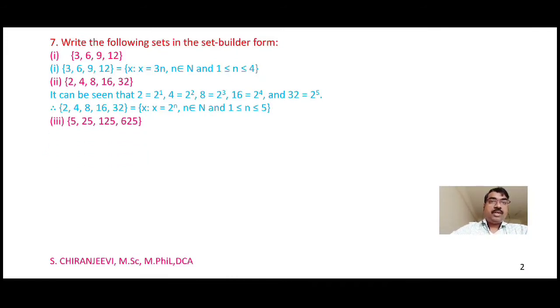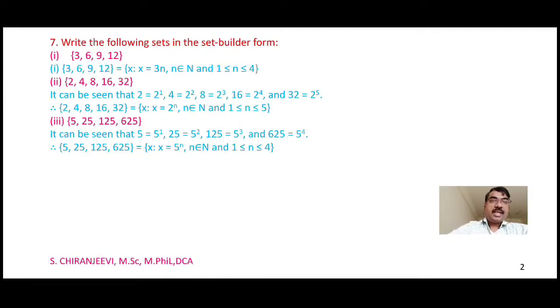Third one, 5, 25, 125, 625. This is also powers of 5. 5 can be taken as 5 power 1. 25 can be taken as 5 square. 125 can be taken as 5 cube. And 625 can be taken as 5 power 4. So the answer will be x such that x equal to 5 power n. N belongs to capital N and 1 less than or equal to n less than or equal to 4.